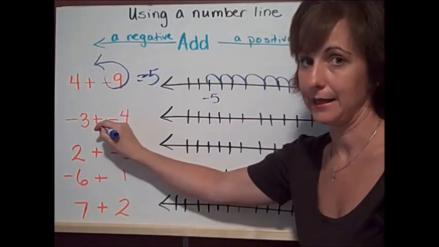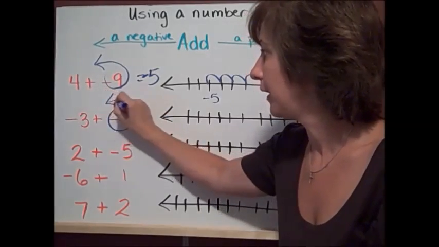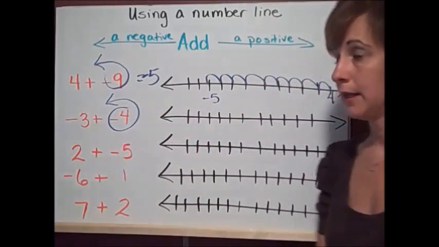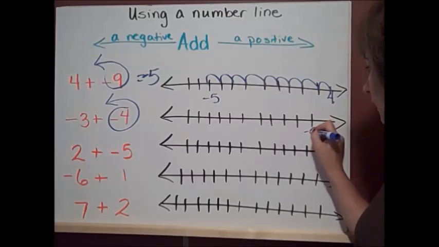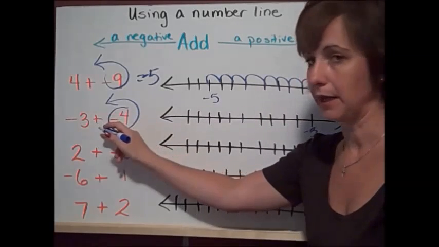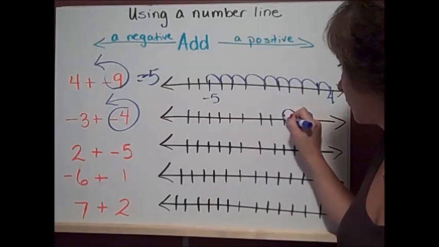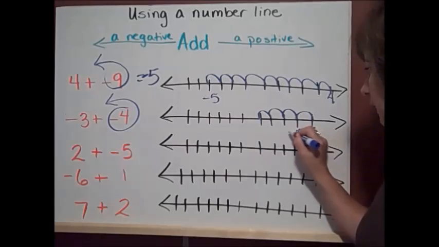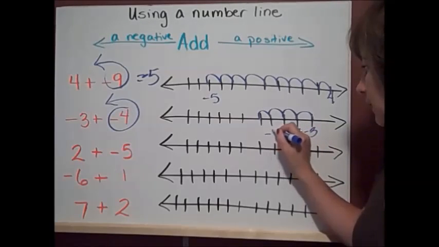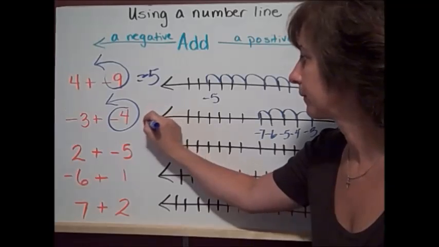Here I am adding a negative, so I am going in this direction, and I am starting at negative 3. So negative 3, moving 4 in this direction, 1, 2, 3, 4. Negative 3, negative 4, negative 5, negative 6, negative 7.